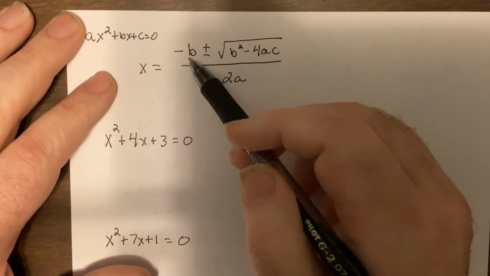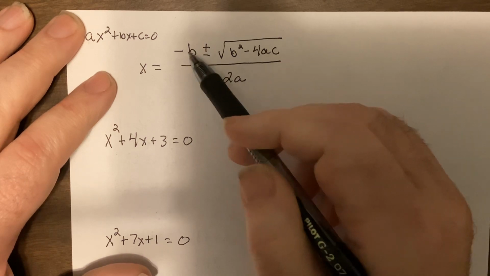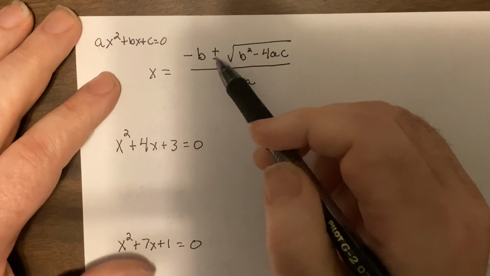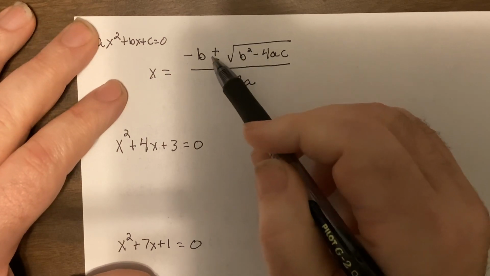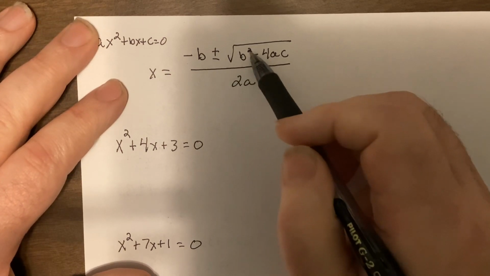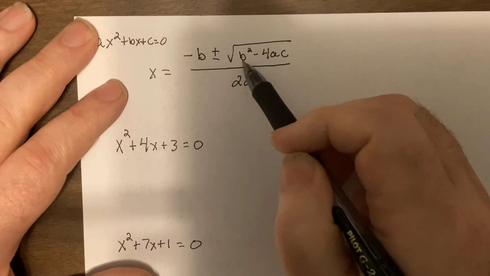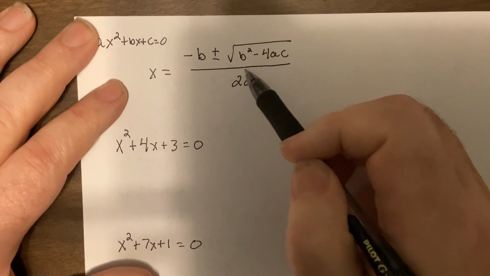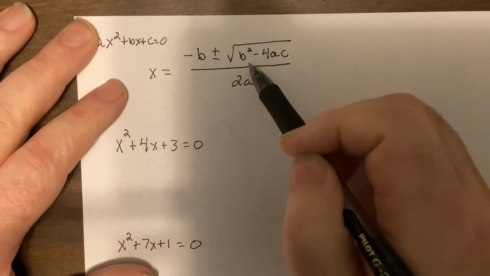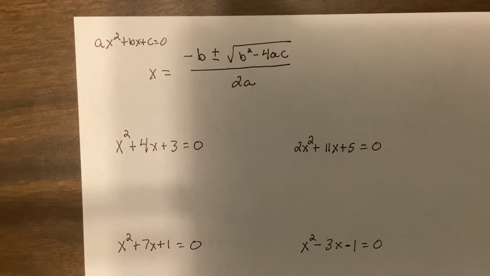Here is negative b, plus or minus square root, b squared minus 4ac, all over 2a.